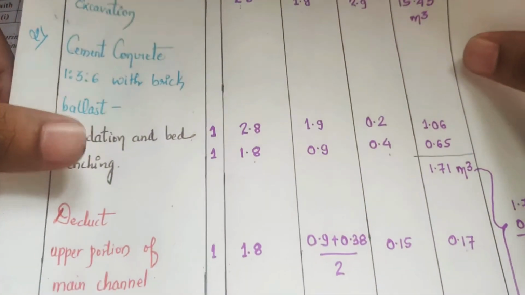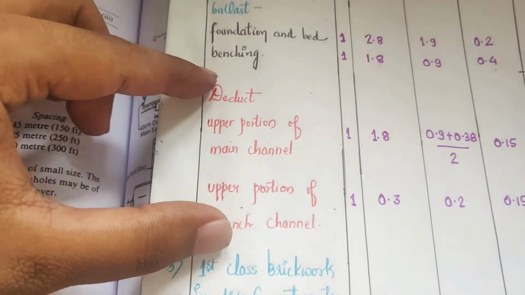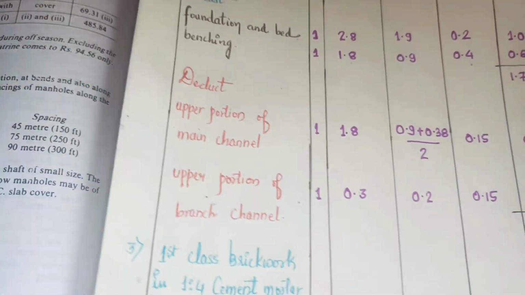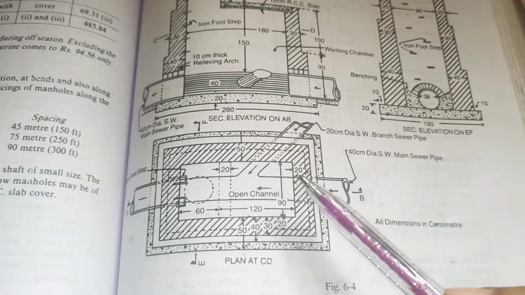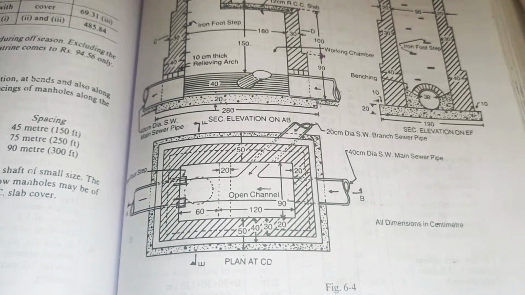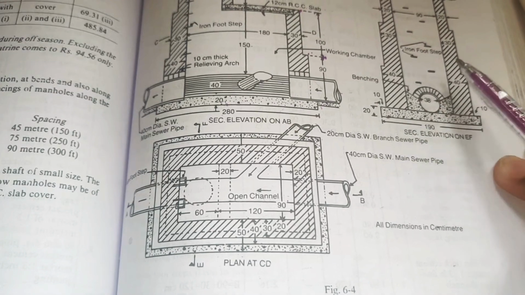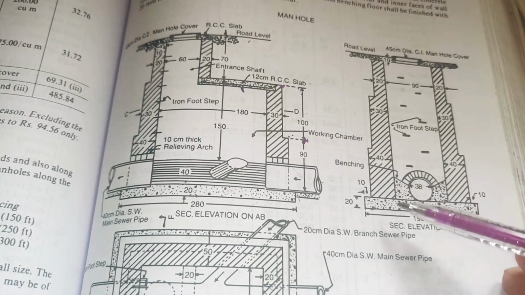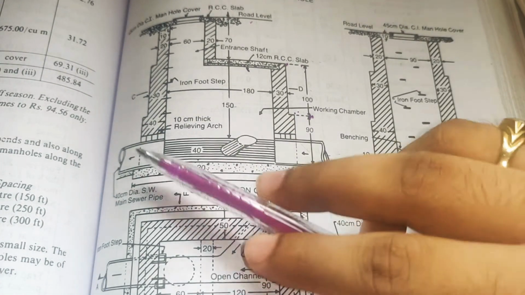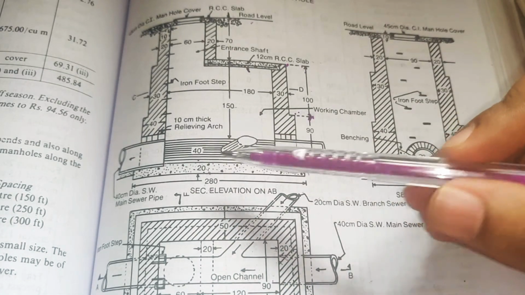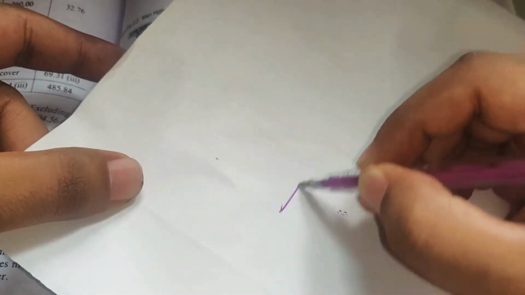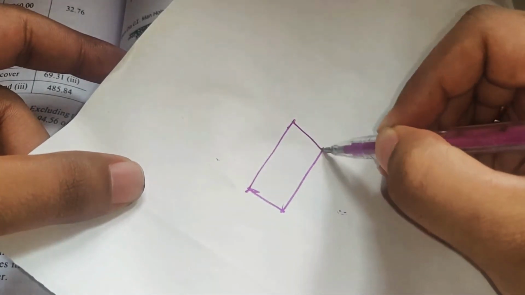Now for this 1.7 meter cube we have to go for deduction. Deduction is the upper portion of main channel and upper portion of branch channel. Why deduction? Because when we calculated the cement concrete, we did not consider the amount of cement concrete that is to be reduced at this portion. When we calculated, it was 1.8 meter length complete, 0.9 meter width and 0.4 depth, which means we calculated it as a rectangular component like this.